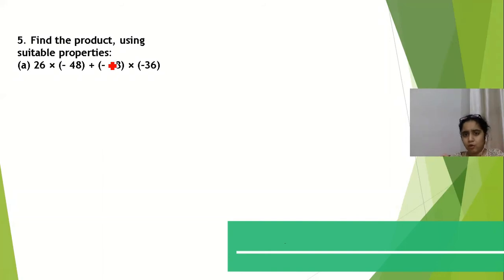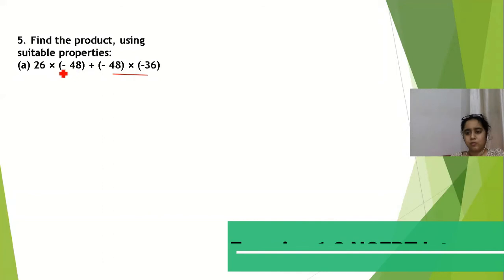We have 4 or 5 properties: the closure property, distributive, commutative and associative. So we will use these properties to solve this question. So let's get started. Here we have to multiply 26 by minus 48, then we have to add these numbers.